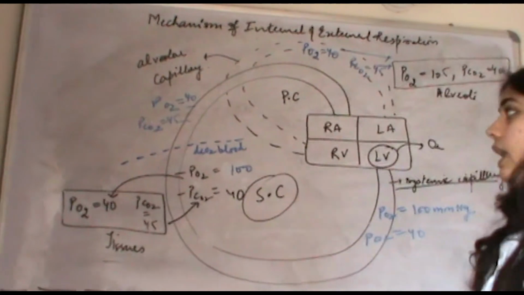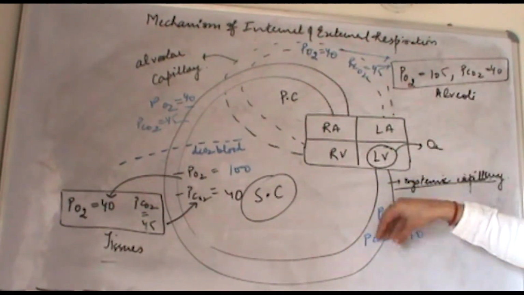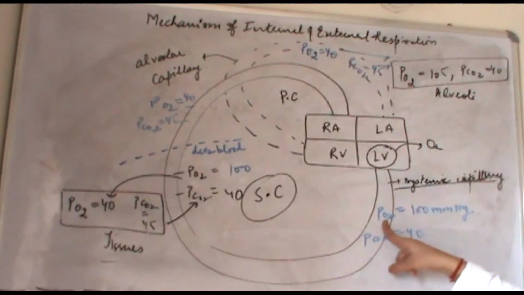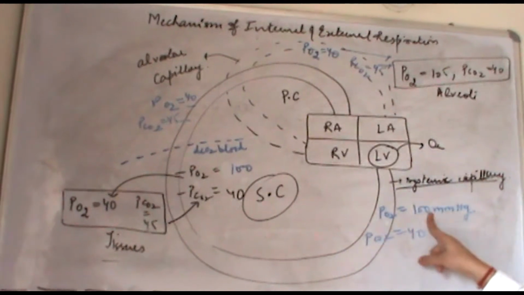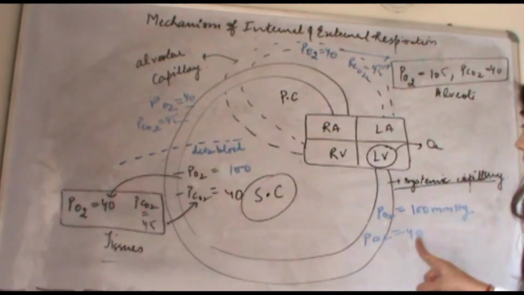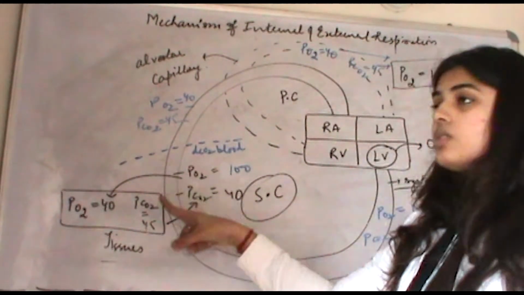So let's just start again. From here, oxygenated blood is moving down and it is going to the tissues. Now the PO2, that is the partial pressure of oxygen, is 100 mmHg and the pressure of carbon dioxide is 40. So pressure किसका ज़्यादा है?